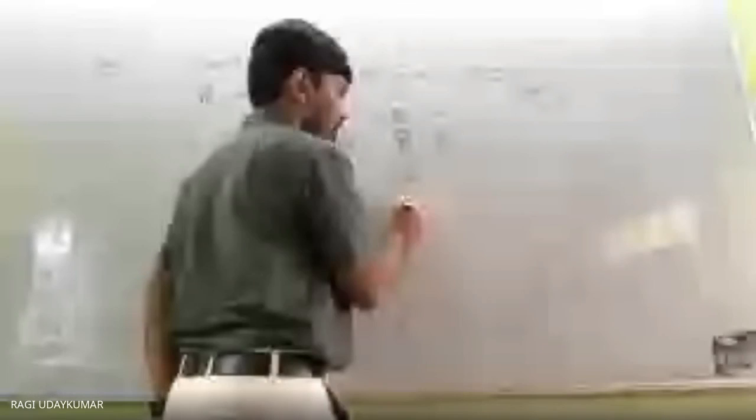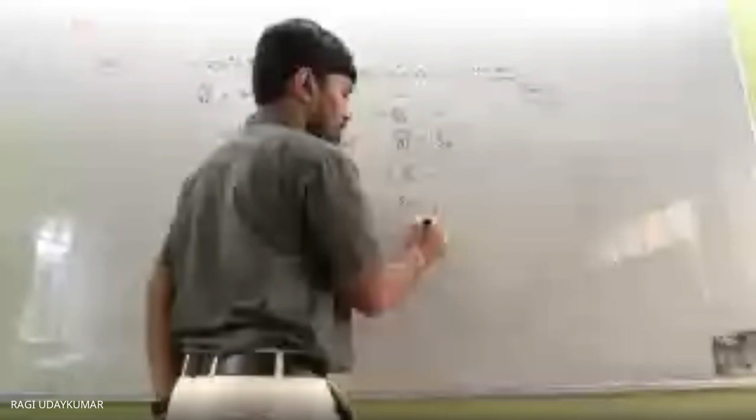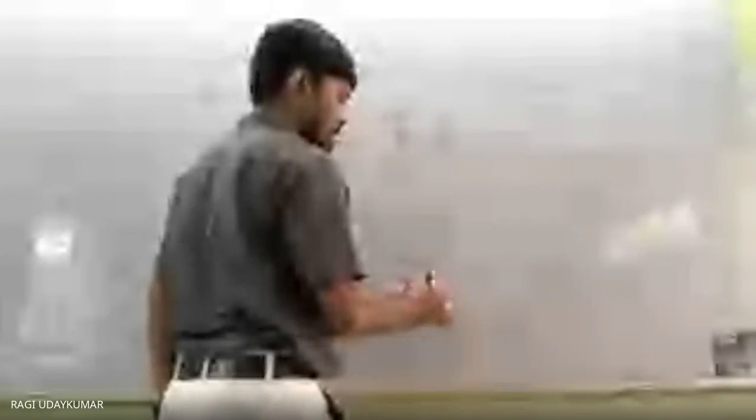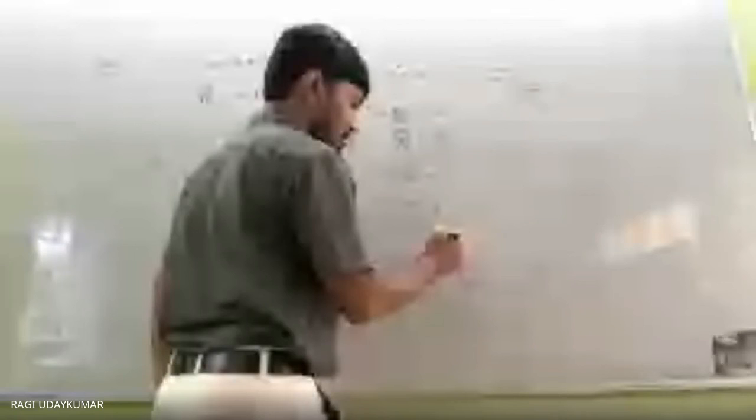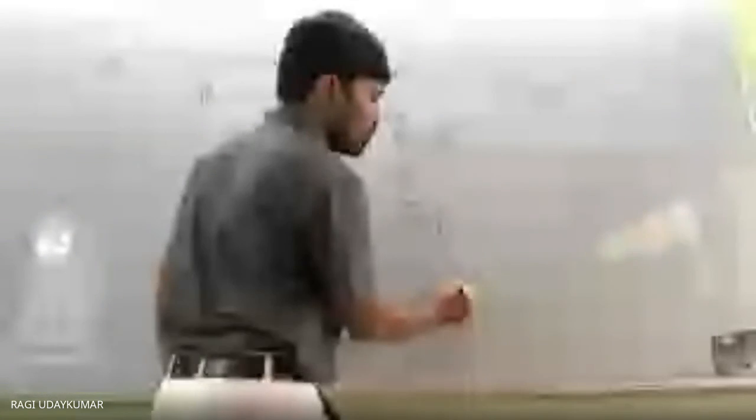Slope as per this one, 2y dy by dx is equal to 4, so dy by dx is equal to 4 by 2y. This 4 by 2y is 1, so 2y is equal to 4, y is equal to 2. Substitute y equal to 2 here: 4 is equal to 4x, x is equal to 1. So 1 comma 2 is the point. 1 comma 2 is the point. Did you understand?